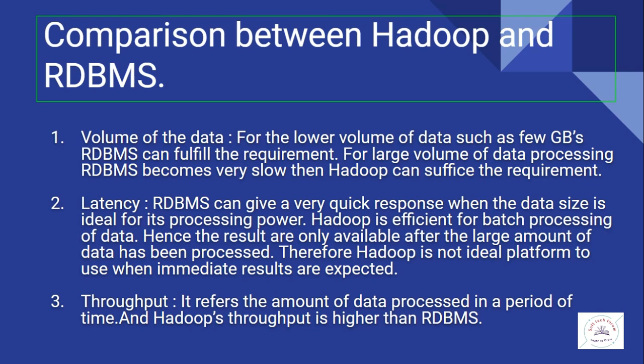Latency. RDBMS can give a very quick response when the data size is ideal for its processing power. Hadoop is efficient for batch processing of the data. Hence, the results are available only after large amount of data has been processed. Therefore, Hadoop is not ideal platform to use when immediate results are expected. Throughput. It refers to the amount of data processed in a period of time, and Hadoop's throughput is higher than RDBMS.